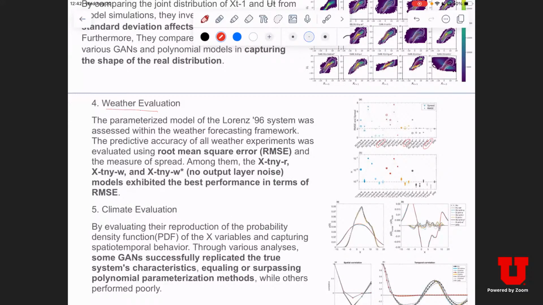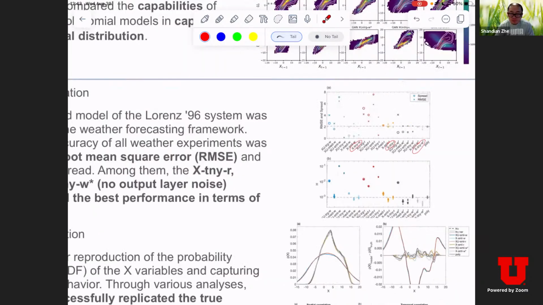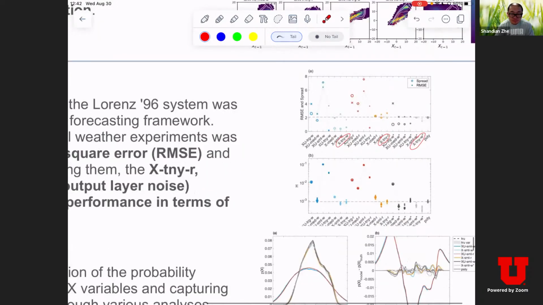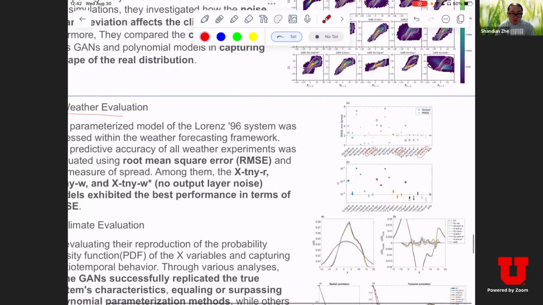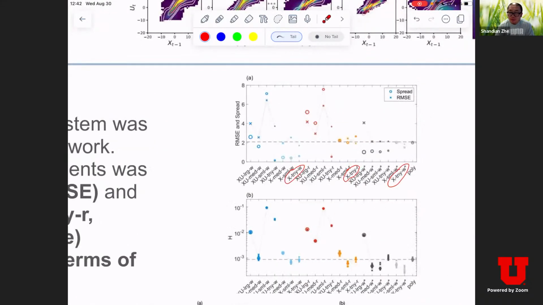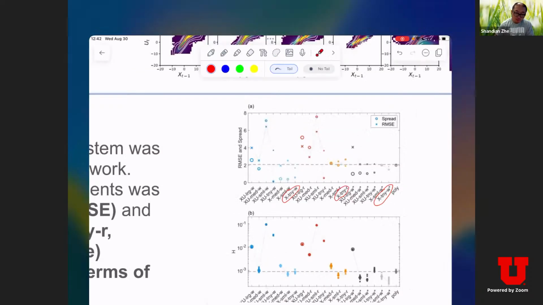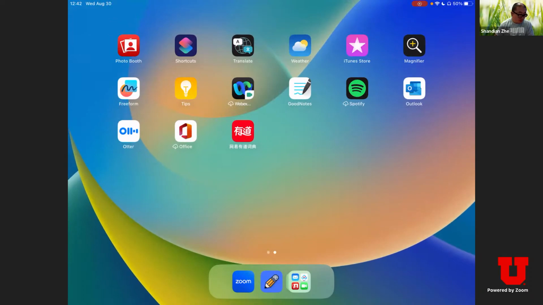To estimate the performance on weather evolutions. So we can see from the graph they are using the root mean square error to measure and estimate the performance on weather evolutions. Willing, your signal is not very good.